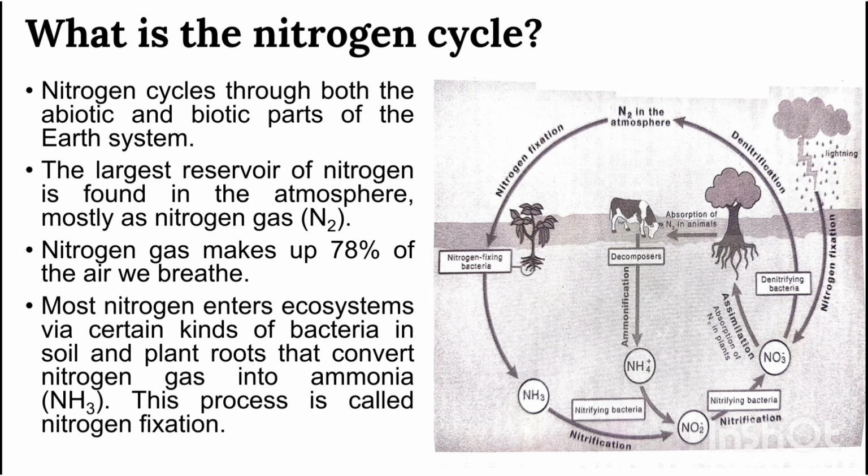At first, gaseous cycle. One is the nitrogen cycle. It is a typical example of gaseous nutrient cycling. It occurs through both the abiotic and biotic parts of the earth system. The largest reservoir of nitrogen is found in the atmosphere, mostly as nitrogen gas. Nitrogen gas makes up 78% of the air we breathe. Most nitrogen enters the ecosystem via certain kinds of bacteria in soil and plant roots that convert nitrogen gas into ammonia by the process of nitrogen fixation.